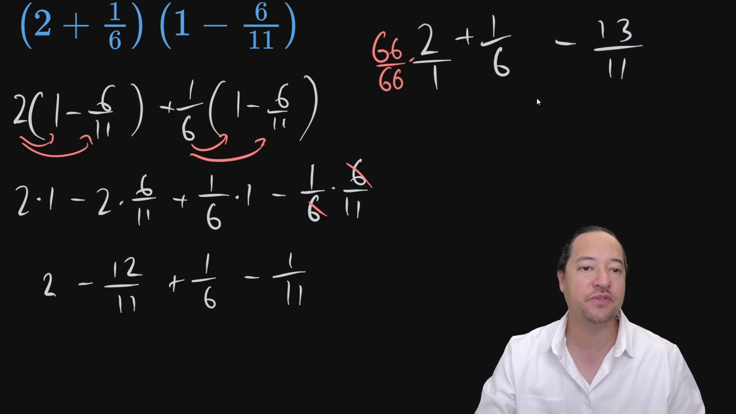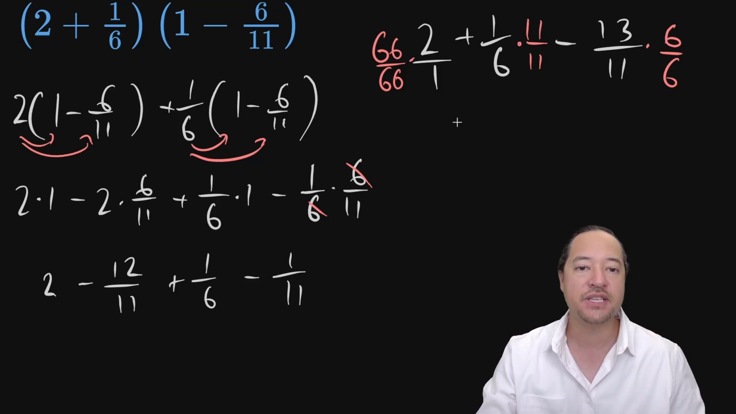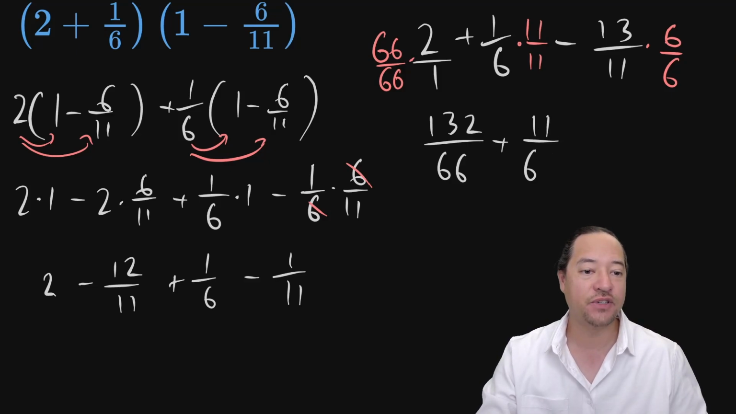This one here, let me move this over. I'm going to multiply this by 11 over 11 and this by 6 over 6. Okay, so that should get me everything in a common denominator. On this side, 66 times 2, what's that? 132, I believe. 132 over 66. Plus, this will just be 11 over 66.